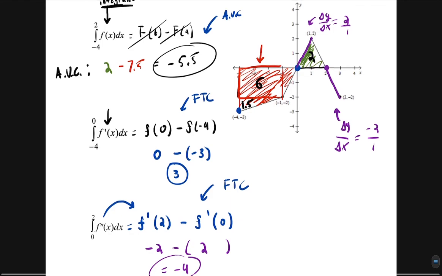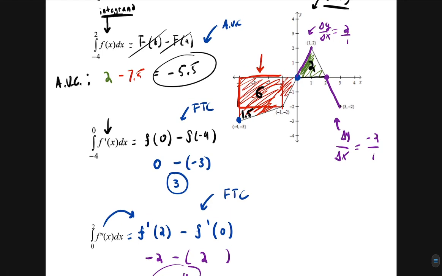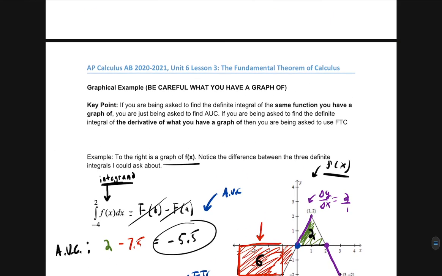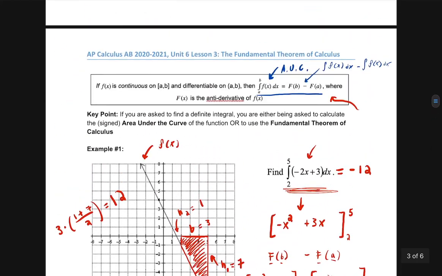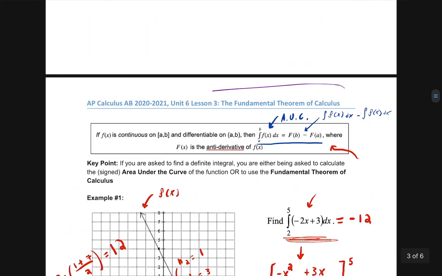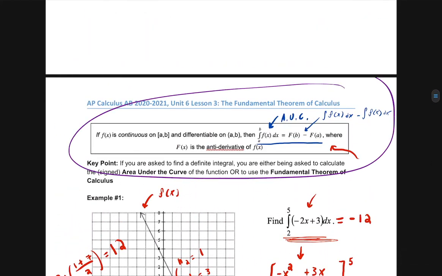And so as you're working on the materials for this week, this is probably the best page to look at. But really, you do have to commit to memory the fundamental theorem of calculus. It's super important that you memorize that if you have a definite integral from a to b, it's the antiderivative at b minus the antiderivative at a. But be very careful, depending on what your integrand is, it might be an FTC problem. It might just be straight area under the curve.